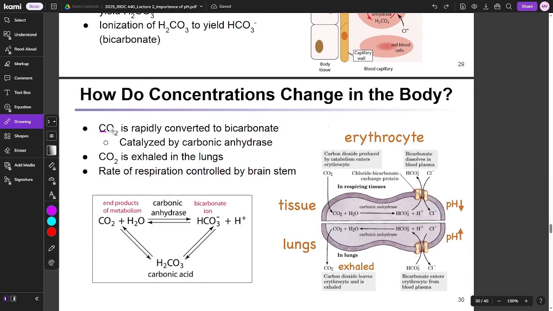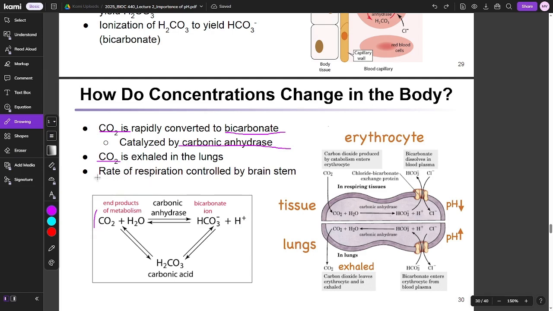So here we said CO2 is rapidly converted to bicarbonate, catalyzed by carbonic anhydrase, that's this whole reaction here. CO2 is exhaled in the lungs, and so let's think about this: if CO2 is exhaled in the lungs, the concentration of CO2 would decrease, which means that this would shift this way, and you would have a lower amount of H plus, so you'd actually end up with alkalosis. This is the kind of stuff that they will ask on your exam if you're given questions like this. So just be aware of that.